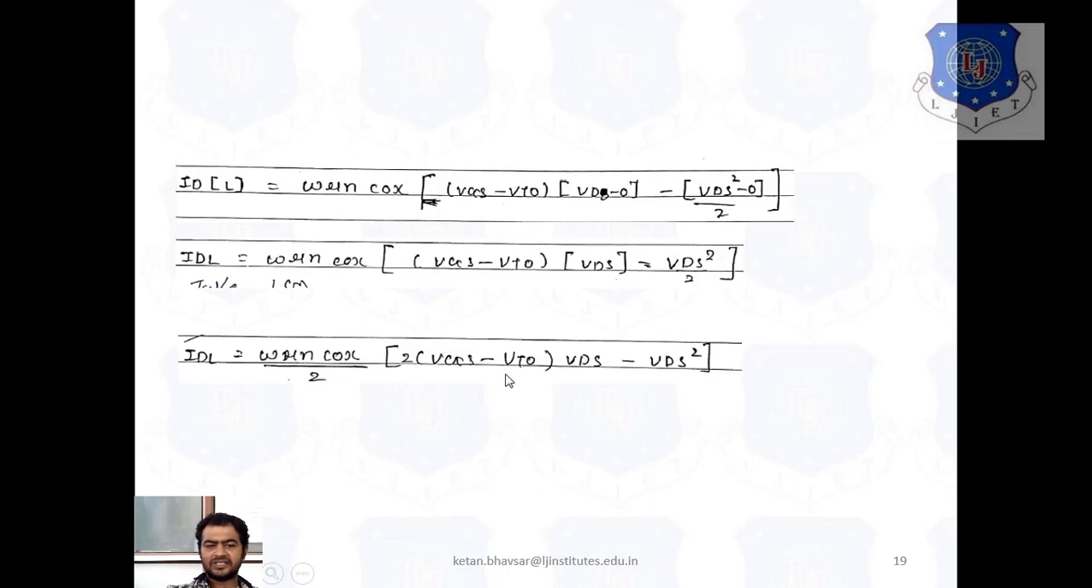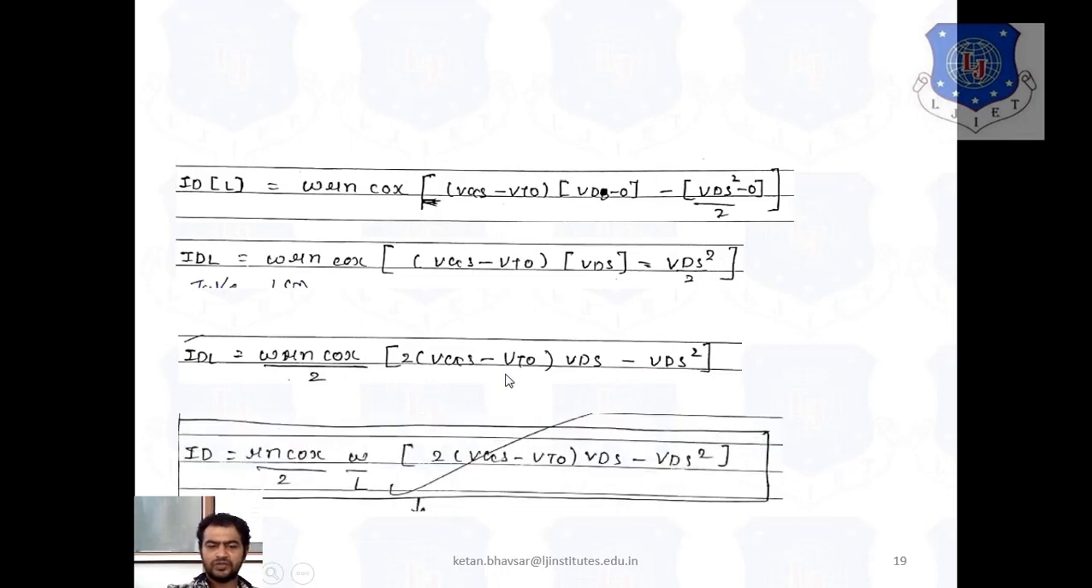So we directly take this equation, and now we simplify it. So mu N Cox by 2, W by L ratio, we take the L value across, and put the value from here to here: 2 into VGS minus VTO into VDS minus V square DS.